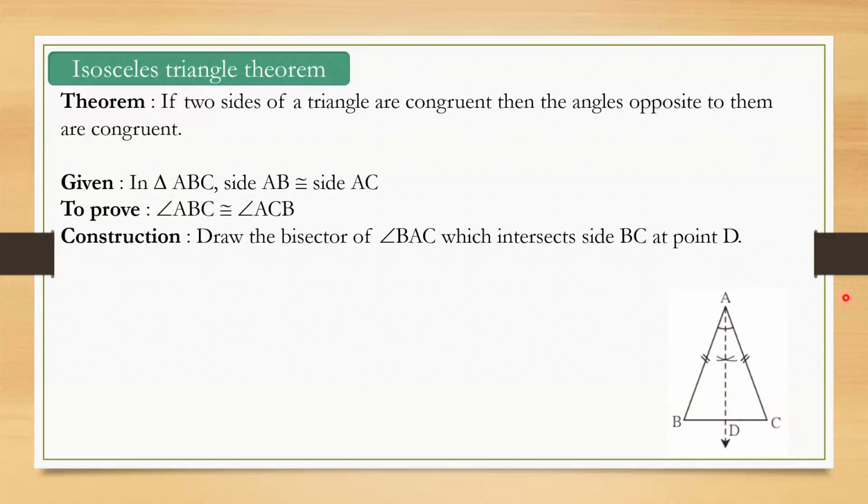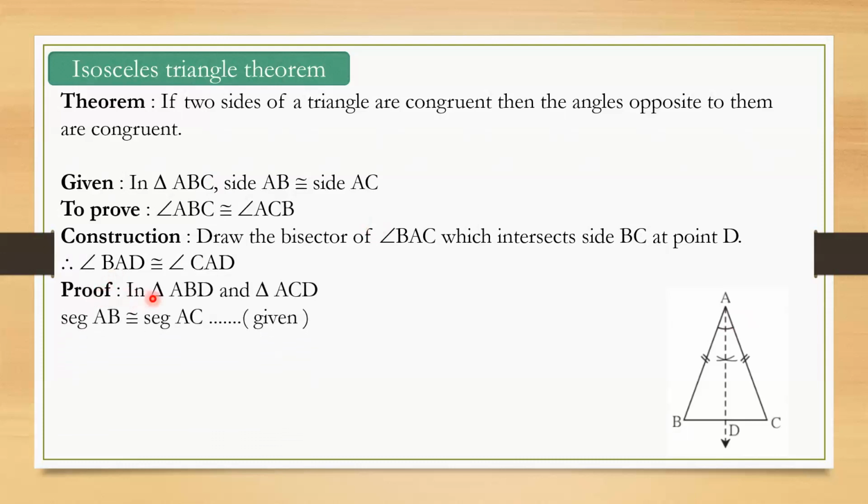Why? Because this is the angle bisector. Bisector means it bisects, it divides into equal parts. So BAD is congruent to CAD. These two small angles are congruent. That we have done by drawing a construction. Now let us see what we can do in the proof.